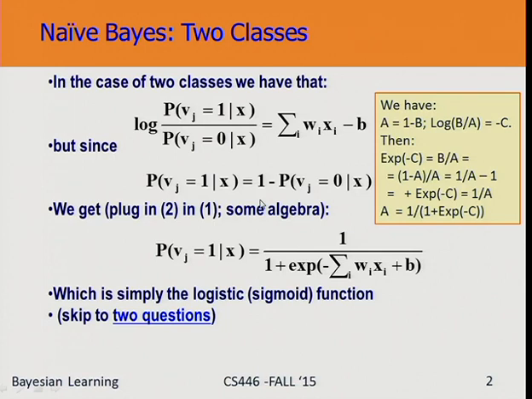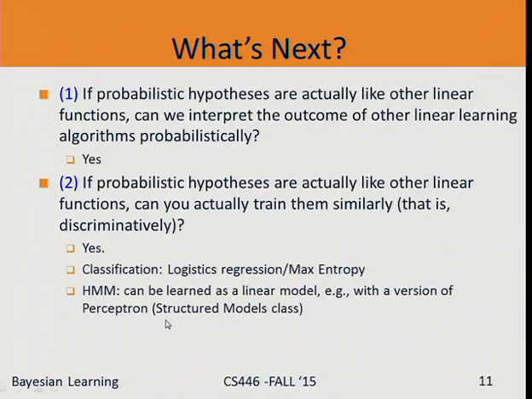And this brings us to two questions that allow us to place everything here in a slightly more general setting. One question is, if we said that probabilistic classifiers or hypotheses really are just like other linear hypotheses that we talked about before, what about the other direction? Can we also interpret the outcome of other linear learning algorithms probabilistically? And the answer we said is yes, and I'm going to repeat this.